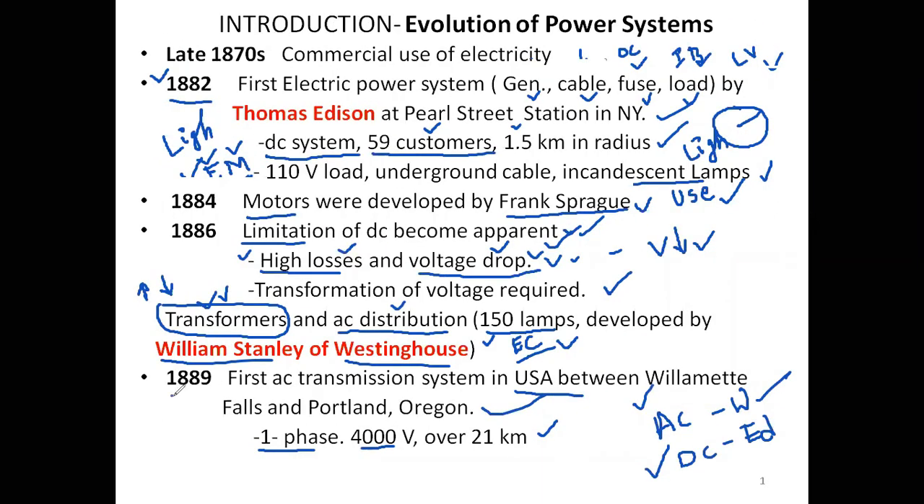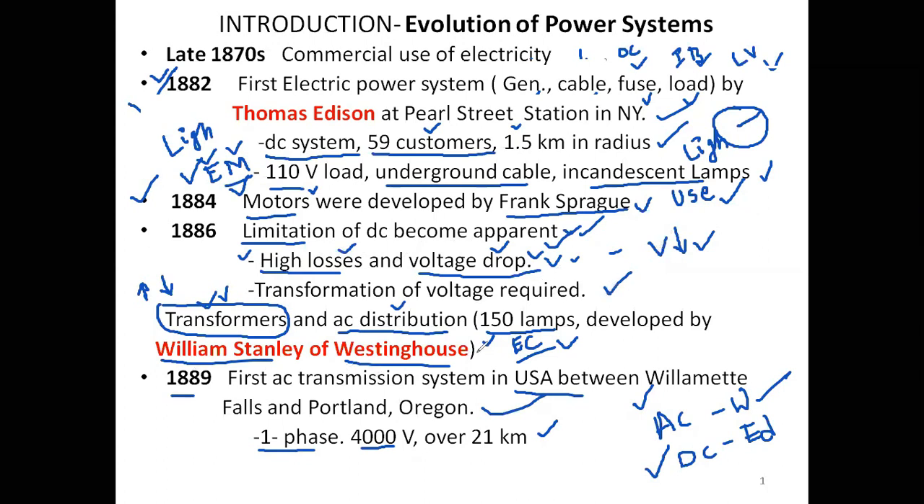In 1889, there was the first low voltage DC system, and because of the invention of the motor, the usage of electricity increased. Because of that, the limitations of DC became apparent in two aspects, higher losses and voltage drops. People thought some transformation of the voltage was required.